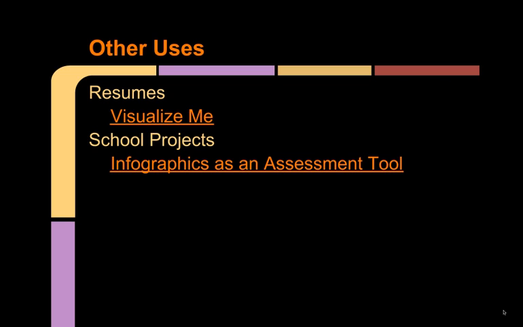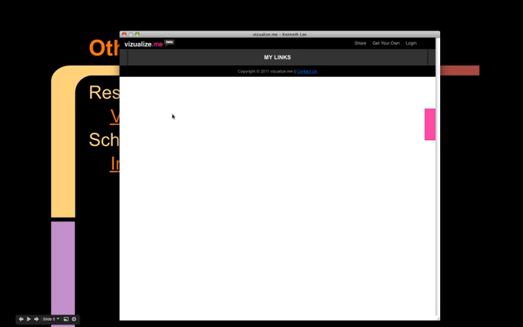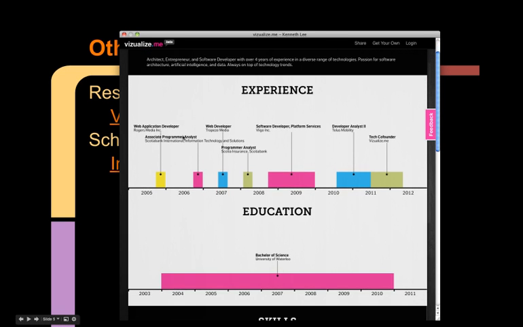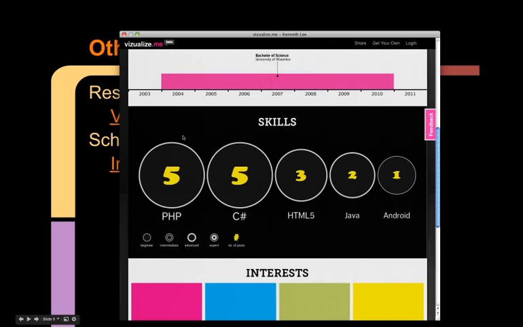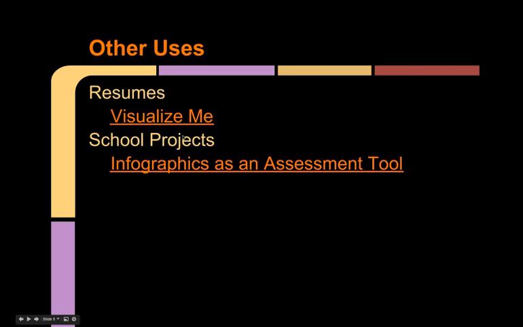Infographics can be used to convince people, to present information, and to tell a story. Some other ways that you can use infographics include resumes, such as Kenneth Lee has done here. And it shows his work experience, his education, his skills, and his interests, and it also shows his sense of humor. Another way you can use infographics is a teacher could use them as an assessment tool. It gives students a different way to show what they know.